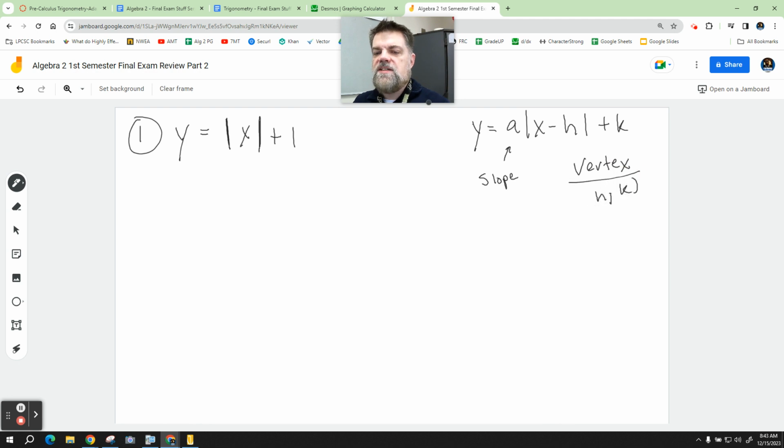You guys remember all that stuff? And then there's some other stuff too. H shifts it left or right. K shifts it up or down, depending on positive or negative. Don't forget that the formula has the negative here. But at the end of the day, we're graphing it. So if you could just write down what h and k is, and you put it in Desmos, you should get the graph part right?